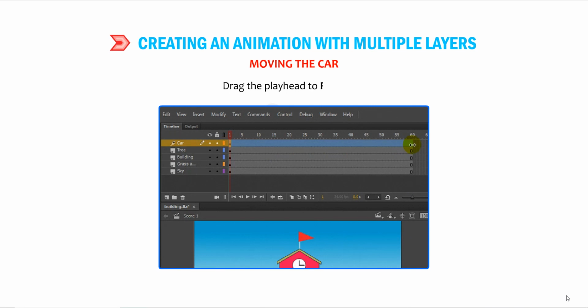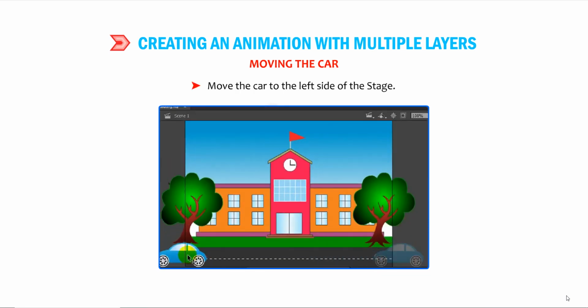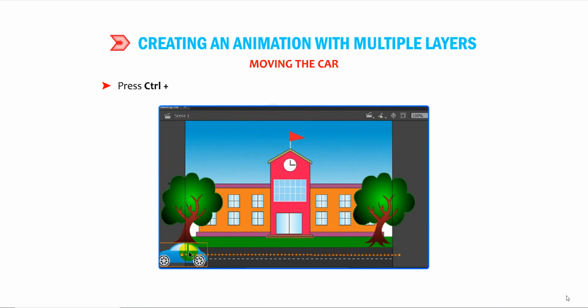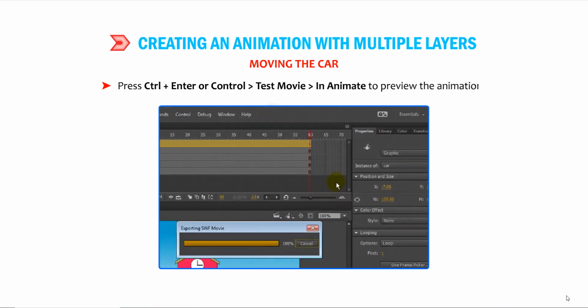Drag the playhead to frame 60. Move the car to the left side of the stage. Press Ctrl plus Enter, or go to Control, then Test Movie, and then In Animate, to preview the animation.